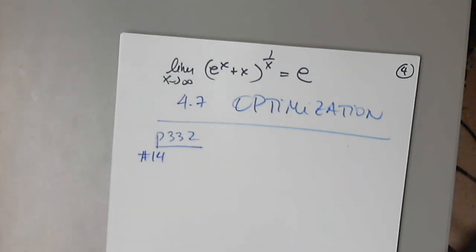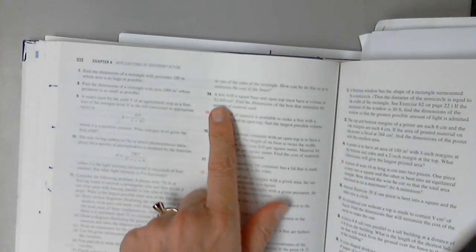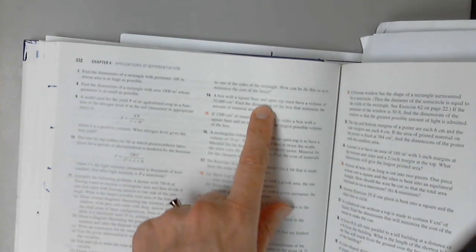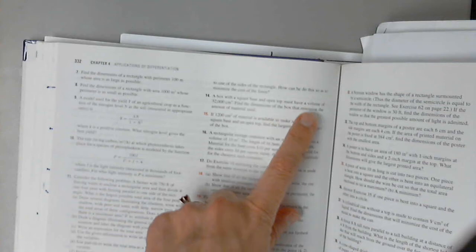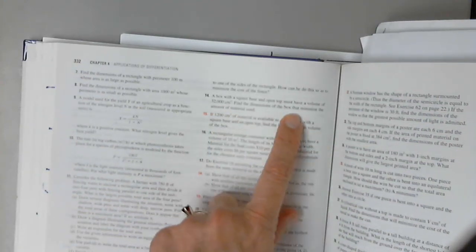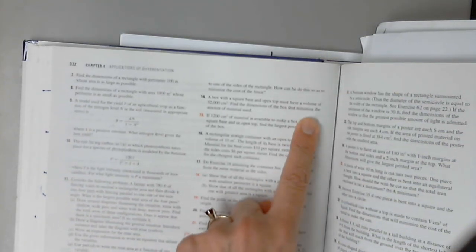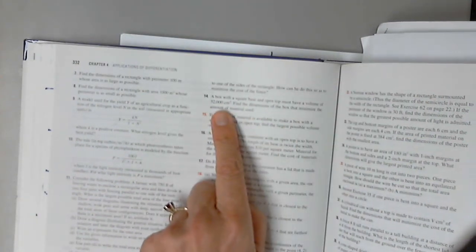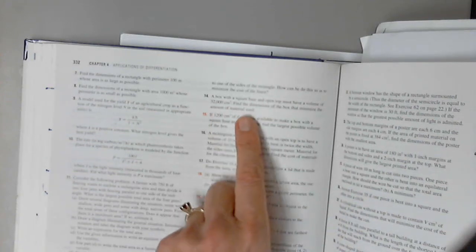Let's read the problem. A box with a square base and open top must have a volume of 32,000 cubic centimeters. Find the dimensions of the box that minimize the amount of material used. So a box with a square base and open top, the volume has to be 32,000 cubic centimeters. Find the dimensions that minimize the amount of material used. Okay.